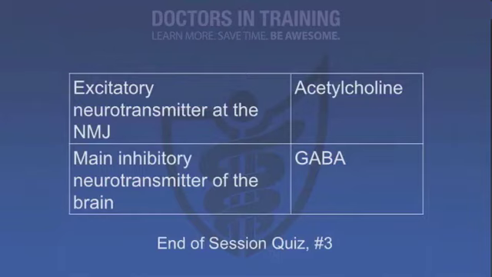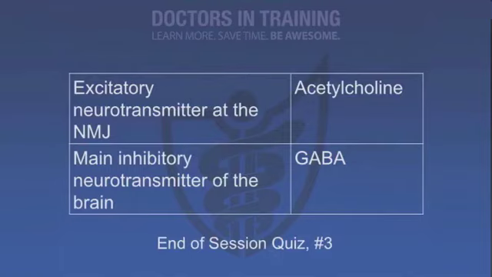So realize that dopamine and norepinephrine and epinephrine are very closely related to each other. Next question. What neurotransmitter fits the following description? So excitatory neurotransmitter at the neuromuscular junction, that's going to be acetylcholine.